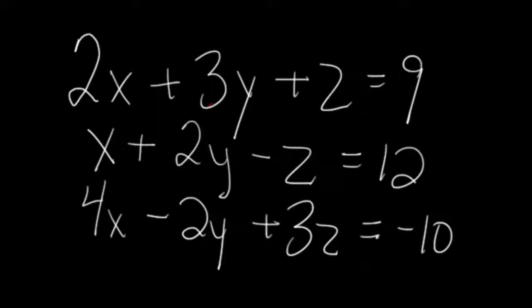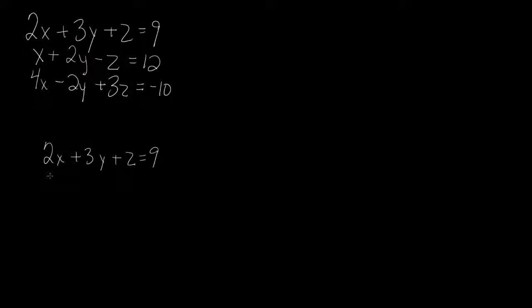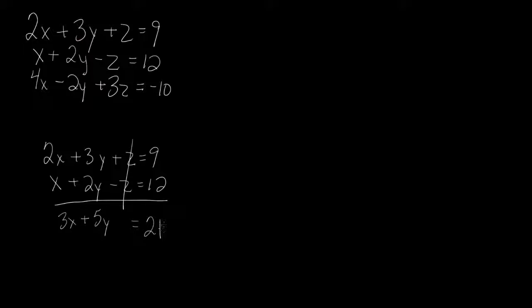So let's rewrite this. I'm going to rewrite the first two equations. All right, so we're going to use the elimination method, adding straight up and down. 2x plus x is 3x. 3y plus 2y is 5y. z plus negative z is 0. And I was so eager, I canceled it out already. Equals 21. Okay? So now we've gotten rid of the z.